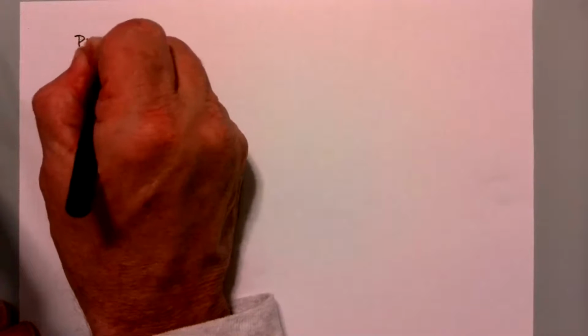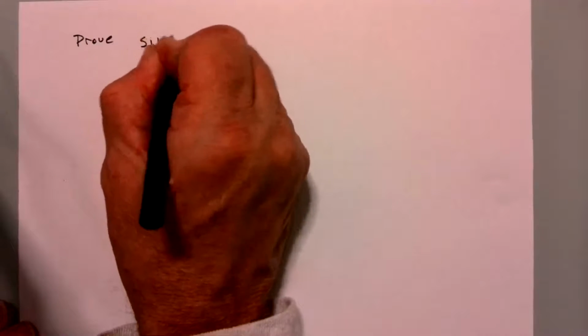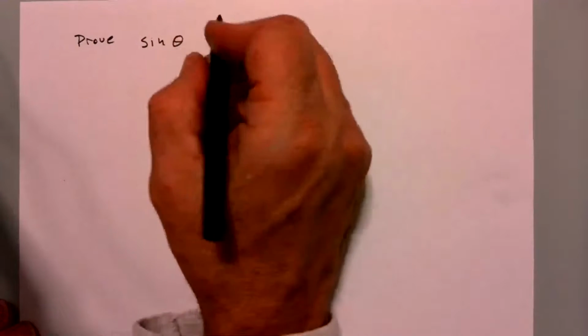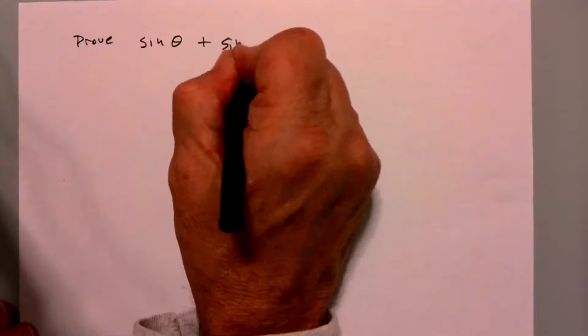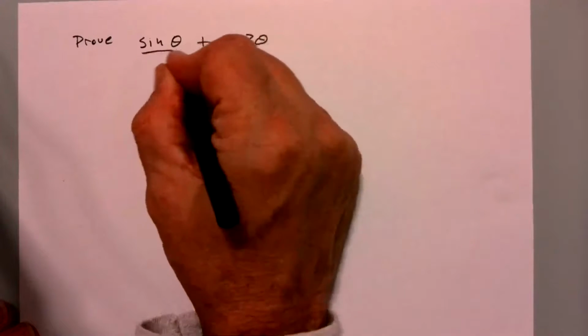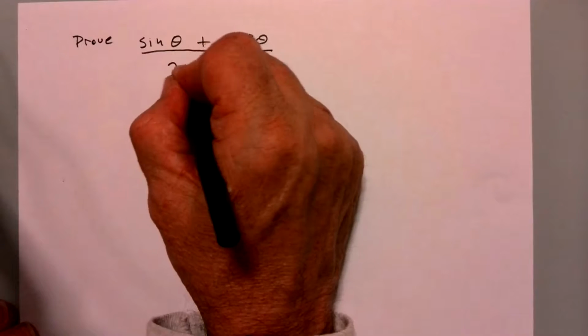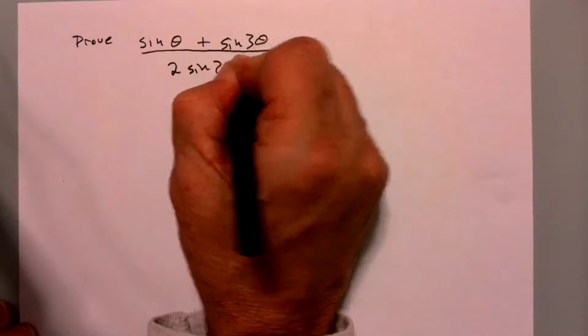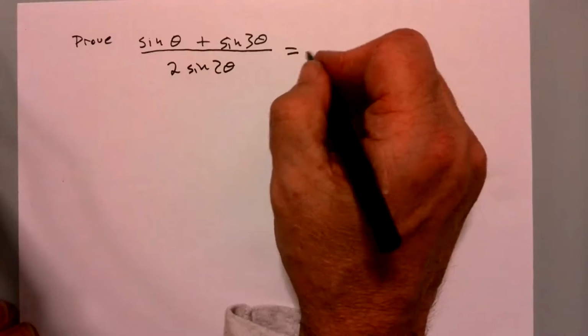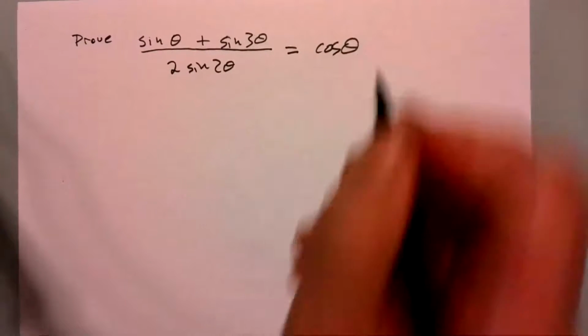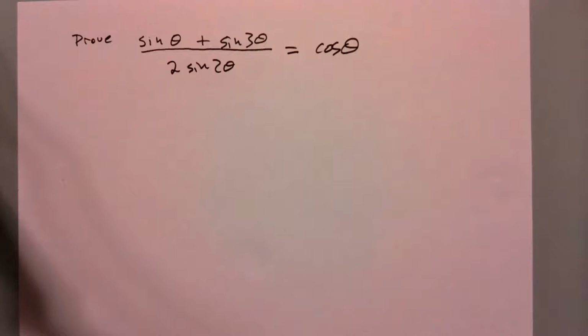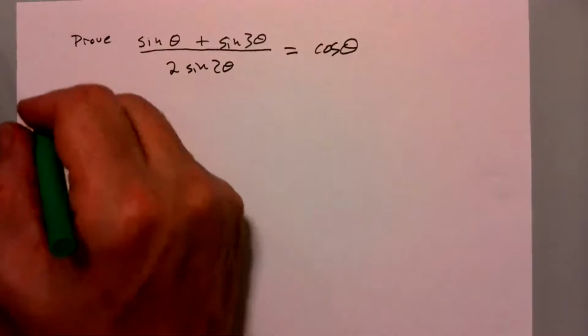Prove sine of theta plus sine of 3 theta over 2 sine 2 theta equals cosine theta. That's what we want to prove. So we're going to use our various identities to get there.